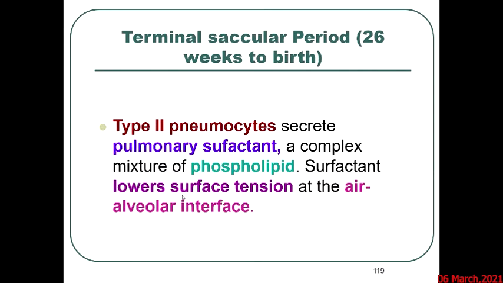If there are no type 2 alveolar cells, there is no surfactant. Type 2 pneumocytes secrete pulmonary surfactant, a complex mixture of phospholipid. Surfactant lowers surface tension at the air-alveolar interface.